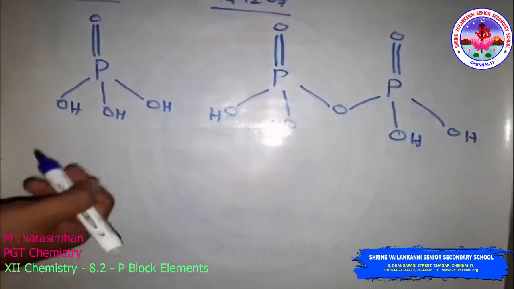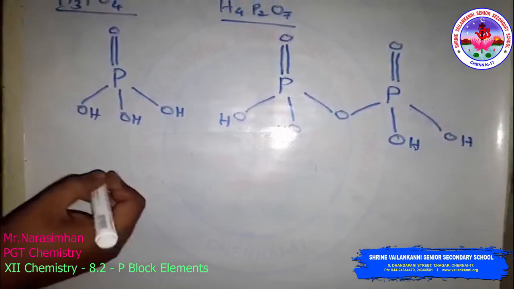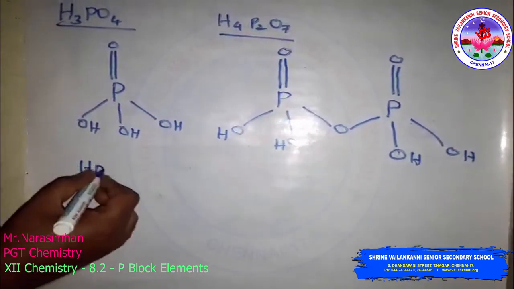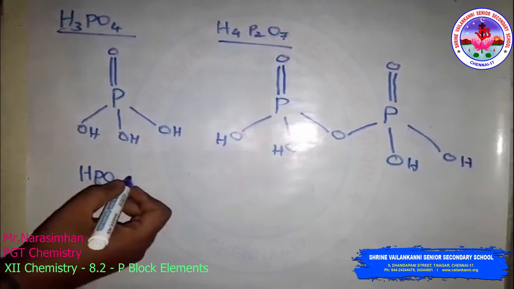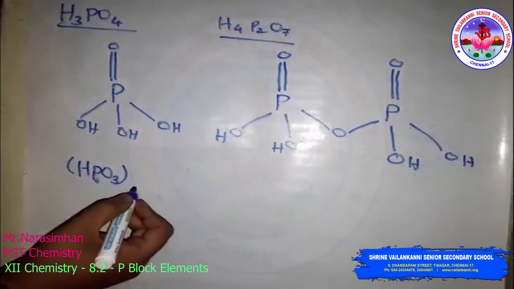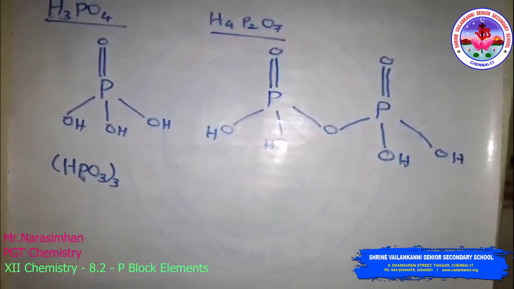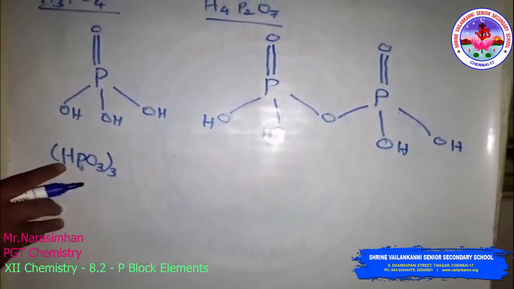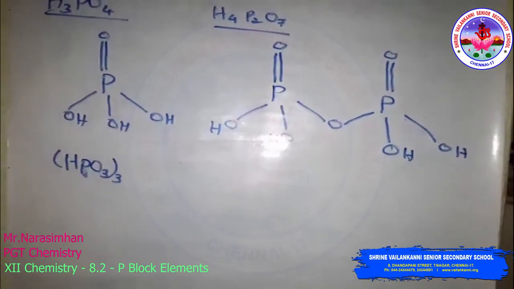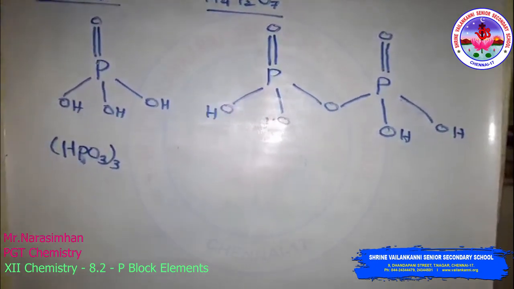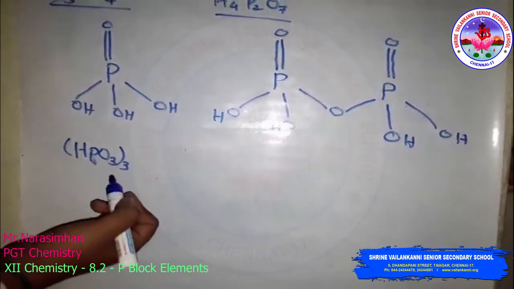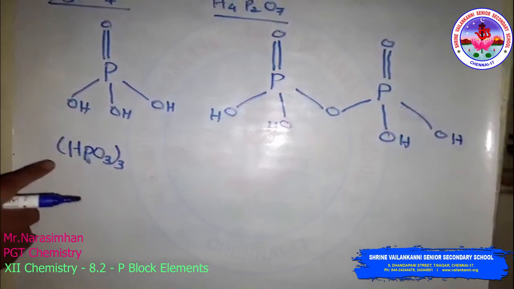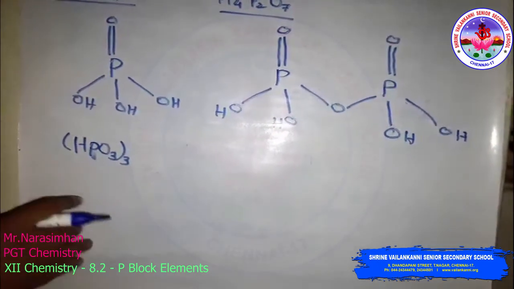cyclometaphosphoric acid and polymetaphosphoric acid. You can write, see, first that is HPO3 thrice. So here 3 phosphorus atoms, 3 hydrogen atoms and 9 oxygen atoms are present here. So you have to write, sorry, 6 oxygen atoms. Yes, 6, not 9 oxygen atoms.